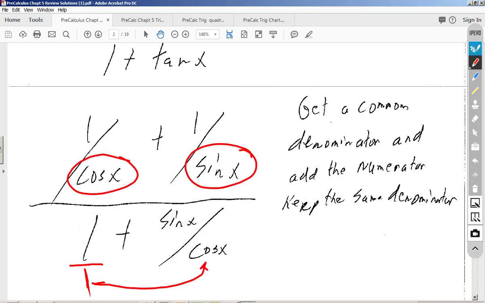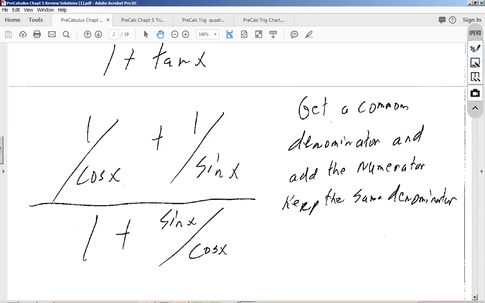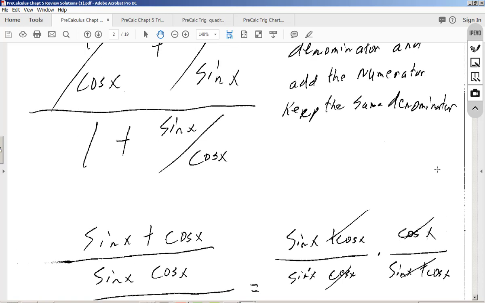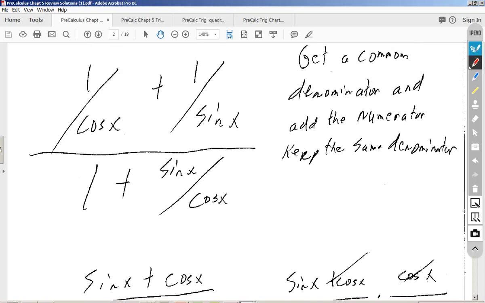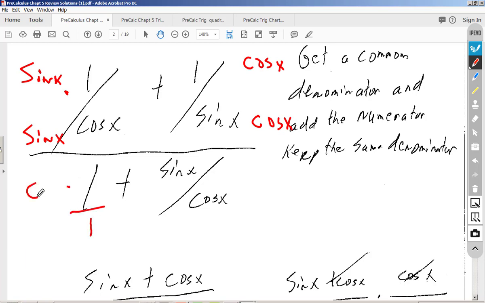To get the common denominator on this problem right here, I'll go ahead and scroll down to it. You're going to see that my common denominator is sine of x, cosine of x. So that means I'm going to have to multiply this right here, and multiply this one by the sine of x, and I'm going to multiply the denominator by the sine of x. I'm going to multiply this one by the cosine of x, and also by the cosine of x. And then down here, this is 1 over 1. I'm going to multiply both top and bottom by the cosine of x.